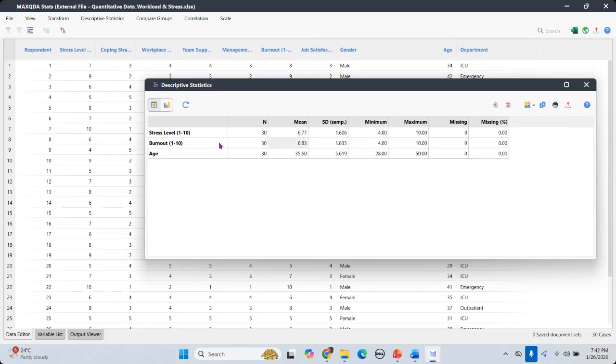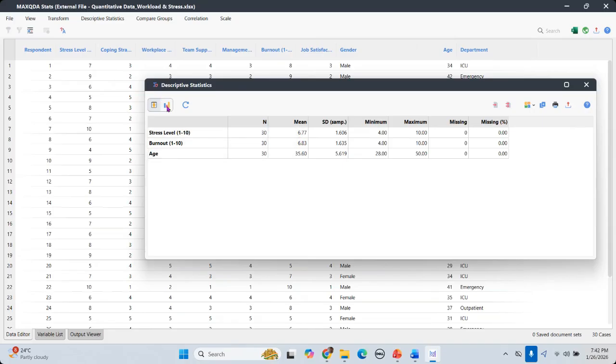Okay. Similarly, when it comes to the stress level, 1 to 10, we got 6.77, almost 7. Mean score is 6.7. Stress level is average. 30 people on average, their stress level is 6.7. Burnout, 30 people are on average, if you take the burnout, 6.8 burnout level. So you can see that the stress level is very high. Burnout level is very high among the healthcare workers.